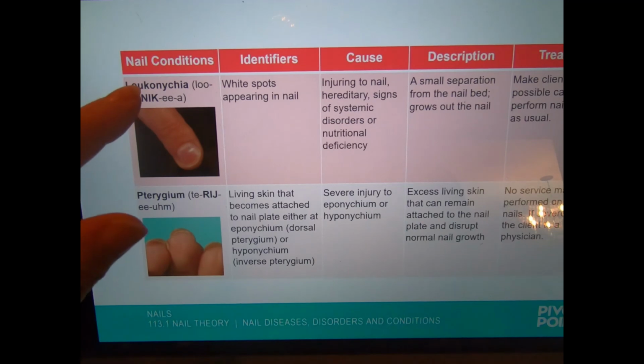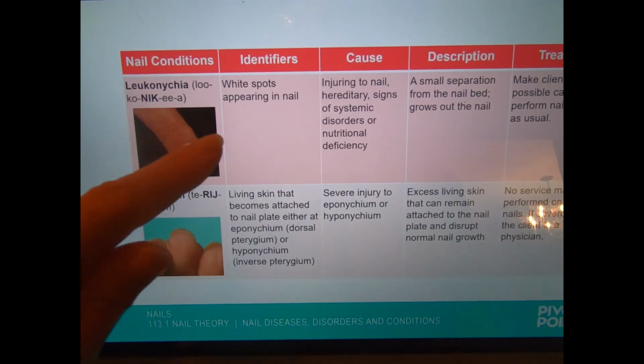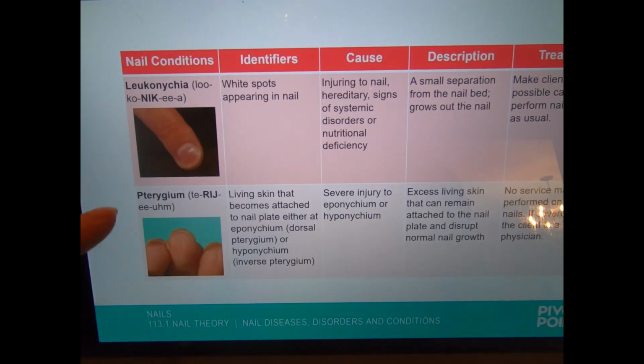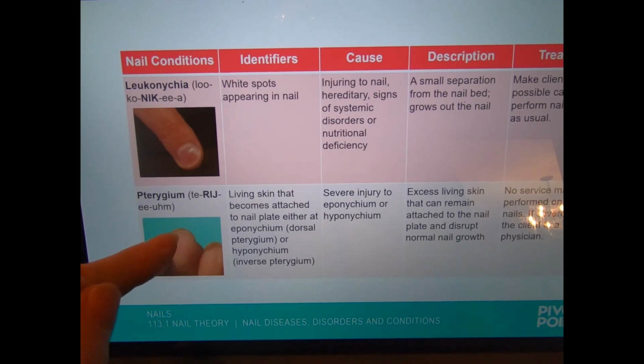Okay, leukonychia, we talked about leu always means white. So you have white spots appearing in the nail. It's just an injury. Okay, no big deal. Pterygium, okay, that's when skin becomes attached to the nail plate. So it can happen underneath here, underneath your hyponychium. It can also happen down at your eponychium. So you just have to be careful with that, because if you are jamming an orange wood stick underneath there to try to clean under the free edge, and that's living skin that's attached, that will hurt very much.